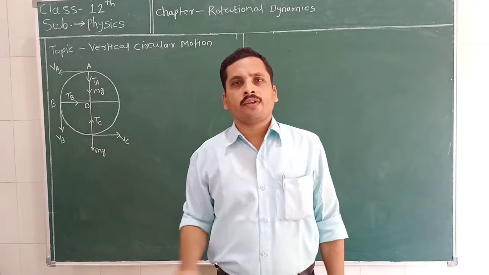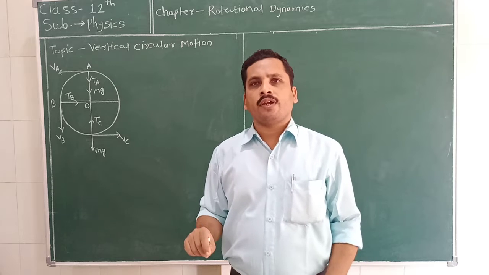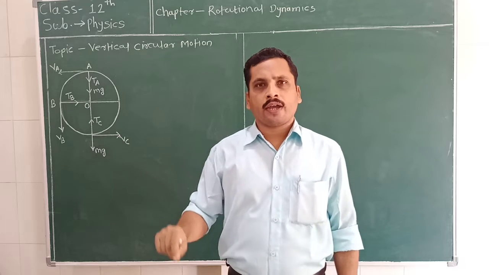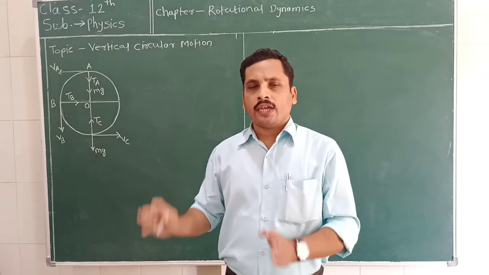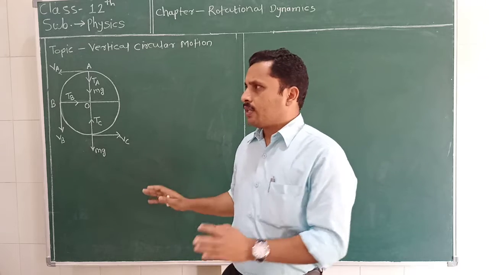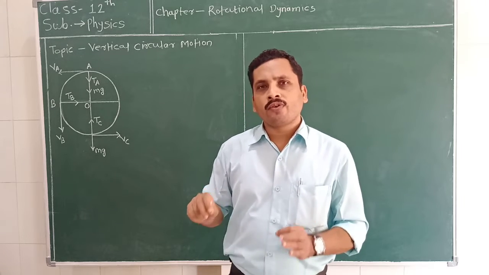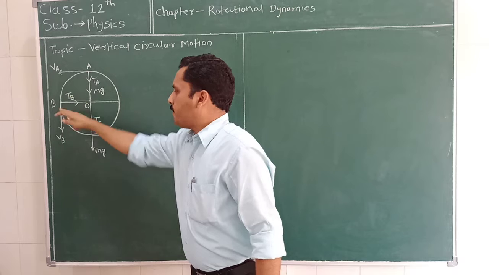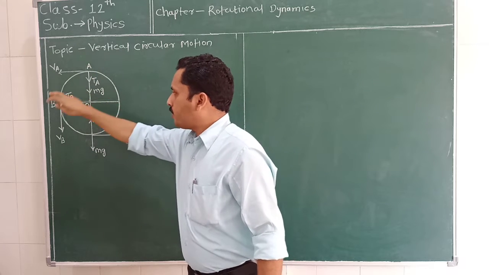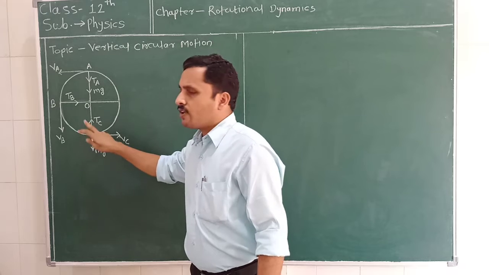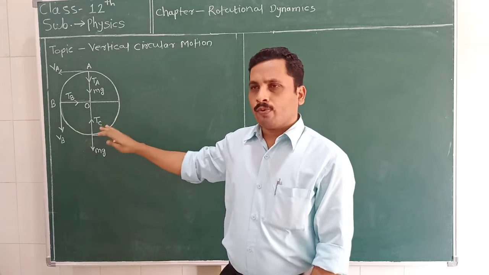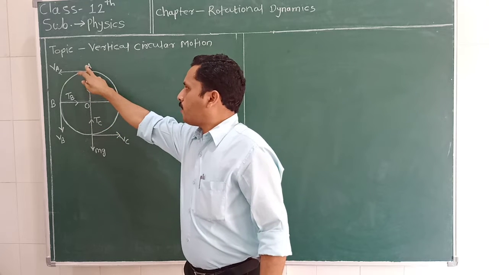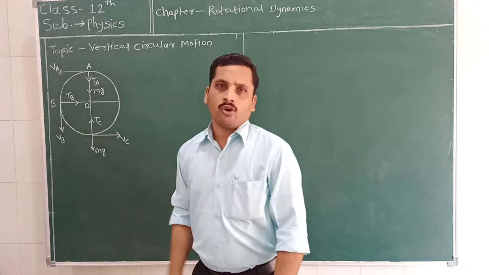As the bob is rotating in a vertical circular motion, the effect of gravity at the lowest position, at the middle position, and at the topmost position will be different, and therefore the velocity at each position also will be different. Therefore, in this section we are going to determine the tension of the string at points A, B and C. Point A is the uppermost point, point B is the middle point, and point C is the lowermost point. So we will determine the tension in the string at the uppermost position, middle position and the lower position.